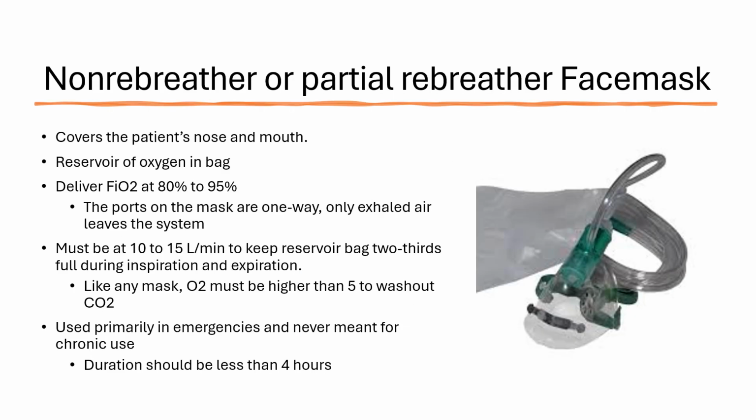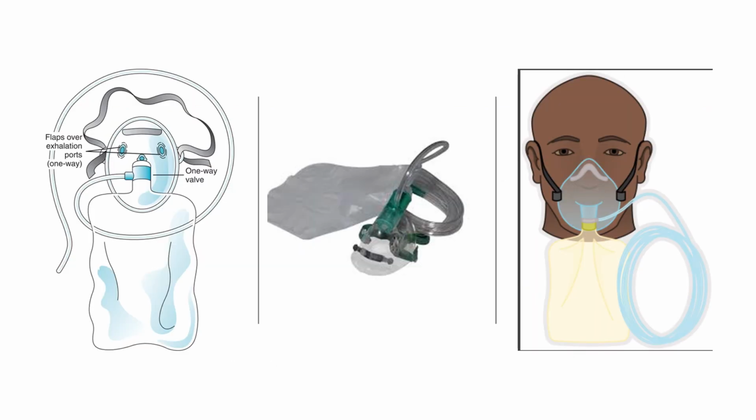Non-rebreather or partial rebreather face mask covers the patient's nose and mouth, reservoir of oxygen in the bag. It can deliver FiO2 of 80 to 95%, must be at 10 to 15 liters. Like any mask, O2 must be higher than 5 to wash out CO2. Used primarily in emergencies and never meant for chronic use. So your duration for the non-rebreather is usually less than 4 hours. And then here are the little pictures of it as well. You can see those little one-way valves there.